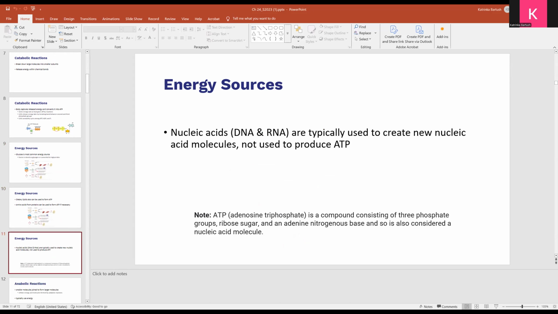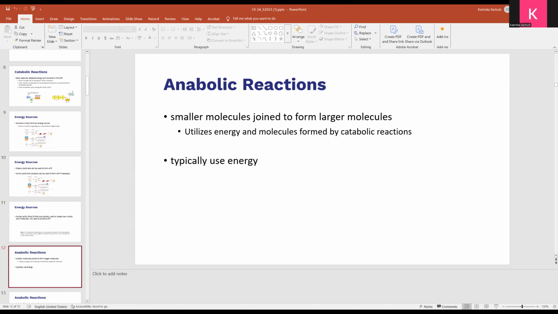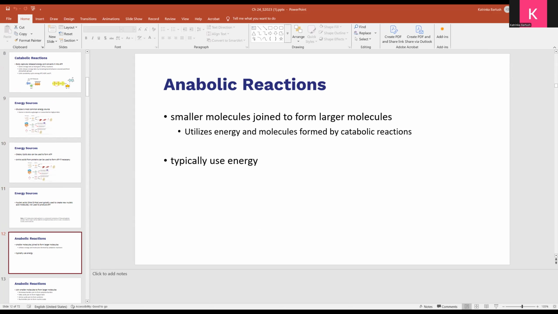Now, nucleic acids, meaning DNA and RNA, are typically used to create new nucleic acid molecules, not really used to produce ATP. But I put this in here because ATP is a compound also consisting of components you see in the nucleic acids, so it is technically grouped in as a nucleic acid, and ATP is an energy source.